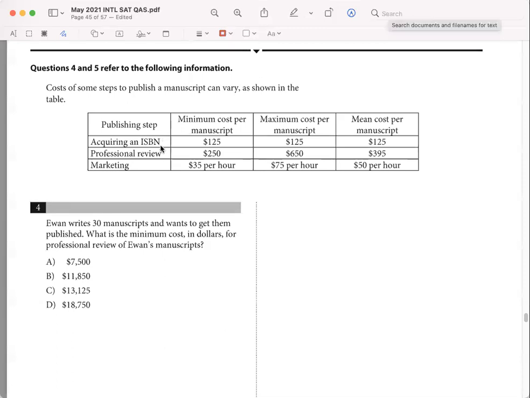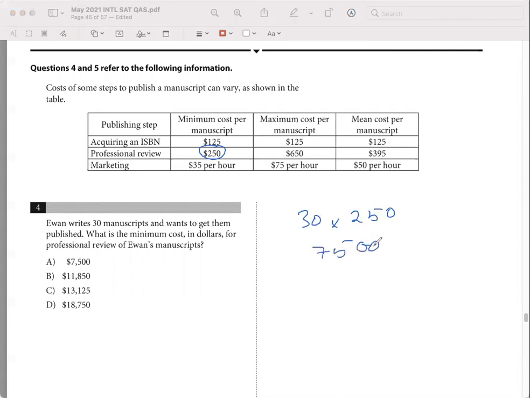So minimum cost per manuscript for professional review is $250. So 30 multiplied by 250 will be the minimum value for the 30 manuscripts. So that's $7,500. Option A. Okay, let's choose that.